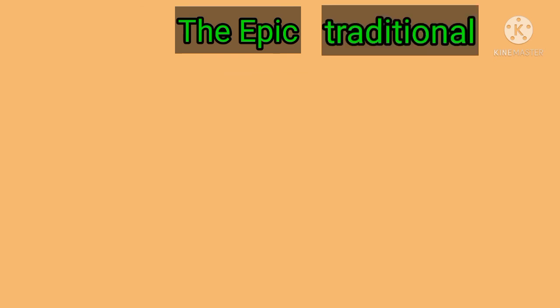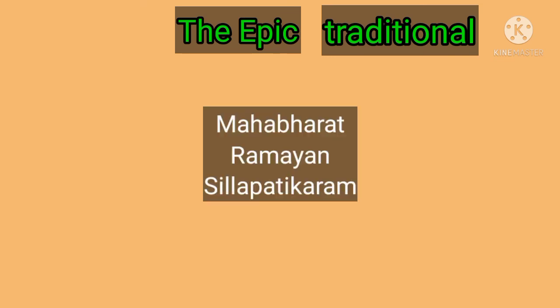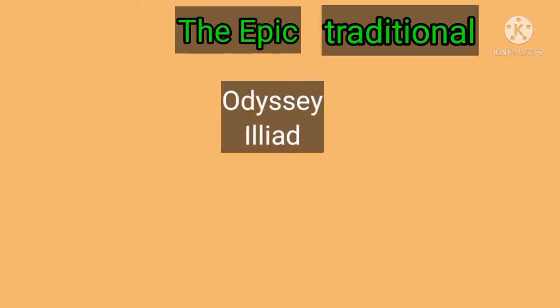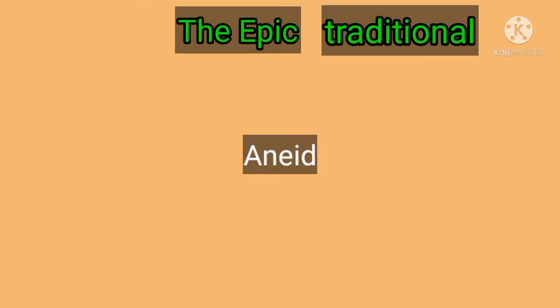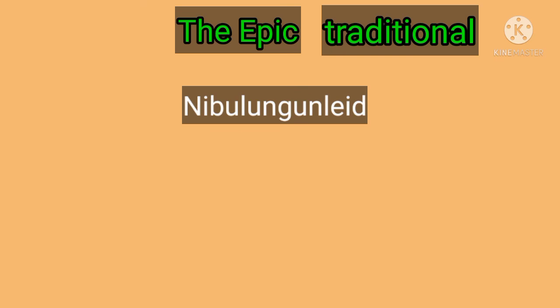Traditional epic includes the epics of oral tradition. Some of the famous examples of traditional epics are the Sumerian Epic of Gilgamesh, the ancient Indian Mahabharata, Ramayana, and Tamil Silappatikaram, the Persian epic Shahnama, the ancient Greek epics Odyssey and Iliad, Latin epic Aeneid, the Old English epic Beowulf, the German epic Nibelungenlied, and so on.